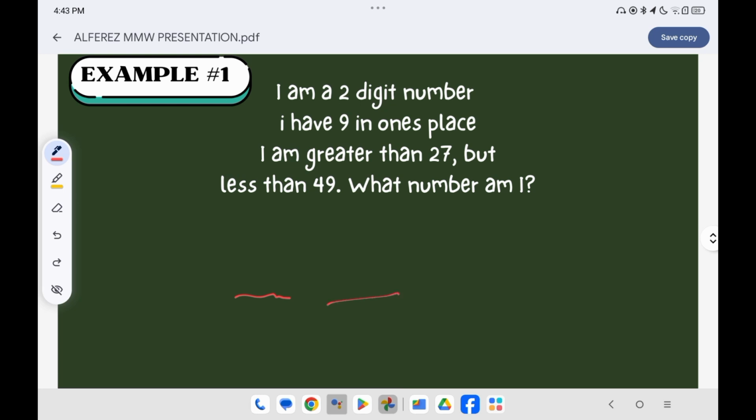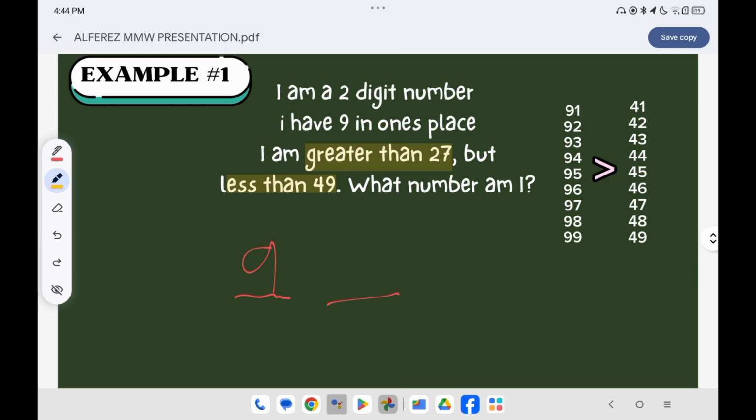That's it. So, after making two blank lines, let's read the second line. I have 9 in the ones place. So either the 9 is in the first digit or the second digit. But if we put 9 in the first digit, it's already wrong. Why? The third sentence says I am greater than 27. Yes, it's indeed greater than 27, but not less than 49, because 9 is greater than 4. Therefore, it should be placed in the second digit.